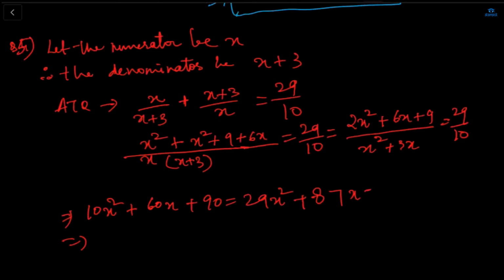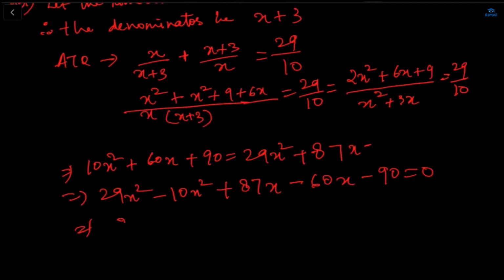So you can see we are going to bring all the things on one side: 29x square minus 10x square plus 87x minus 60x minus 90 is equal to 0. After this, you will get 19x square plus 27x minus 90 is equal to 0. So here, this is your equation.